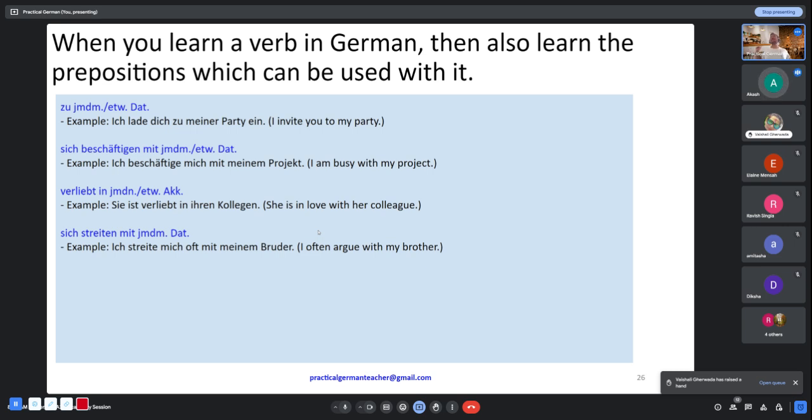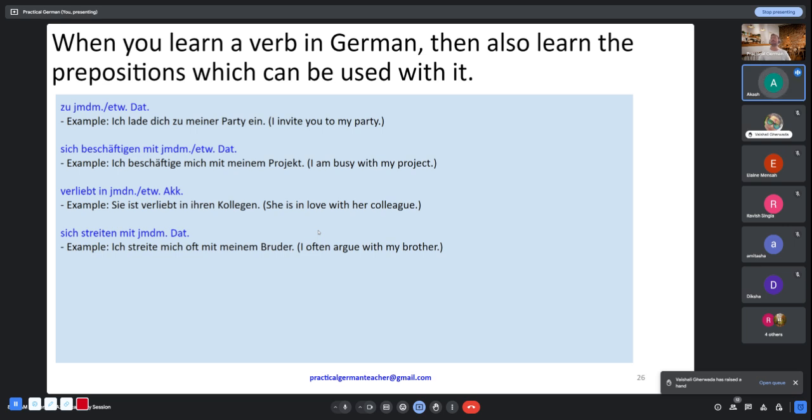So jemandem oder etwas, Dativ. Ich lade dich zu meiner Party ein. I invite you to my party. Einladen means to invite, and to invite to something, zu. After zu, it will be dative. So zu meiner Party.